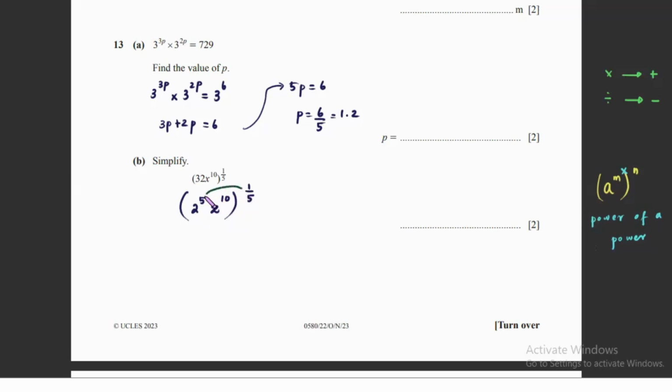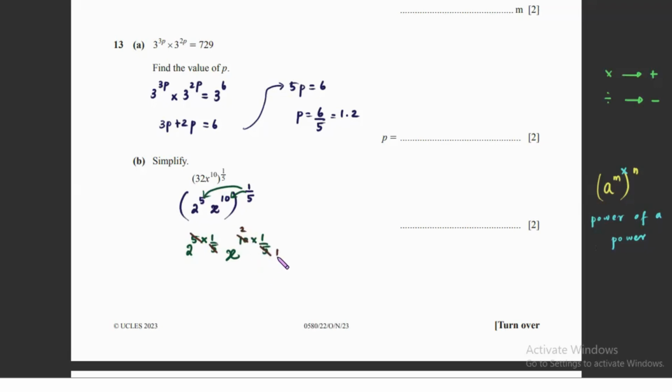So this power 5 will get multiplied with this power 5 as well as this power 5, because when a number has two powers, the two powers should get multiplied together. It is called the power of a power, which means I could write it as 2 to the power 5 times 1/5. And this x to the power 10 also should get multiplied by 1/5. I can simplify this 5 with the 5 by dividing both by 5. This 5 and this 10 also can be divided by 5.